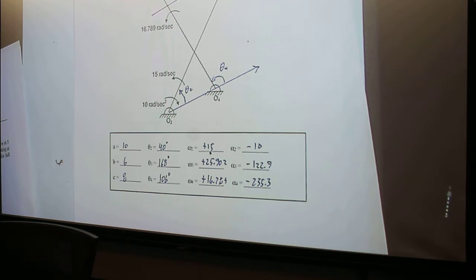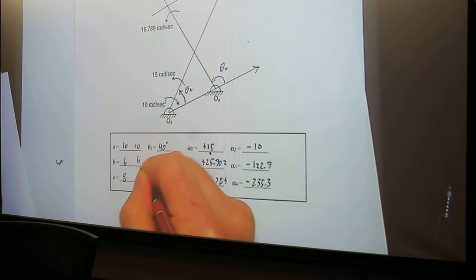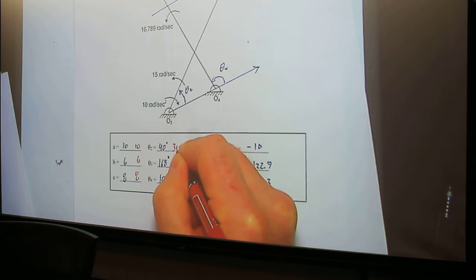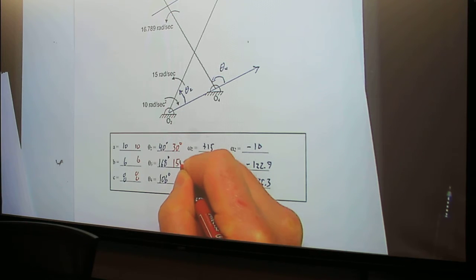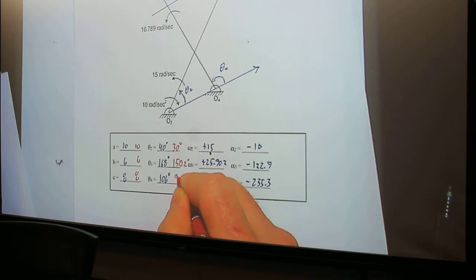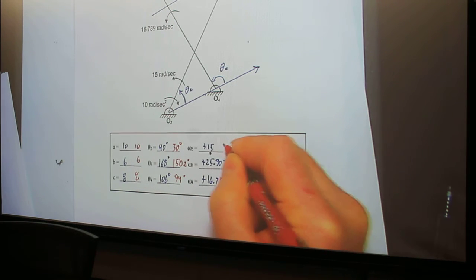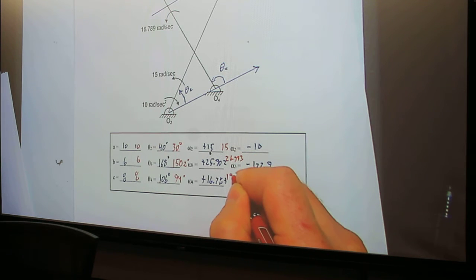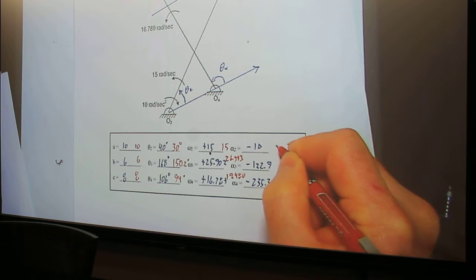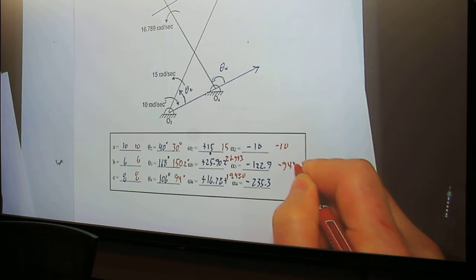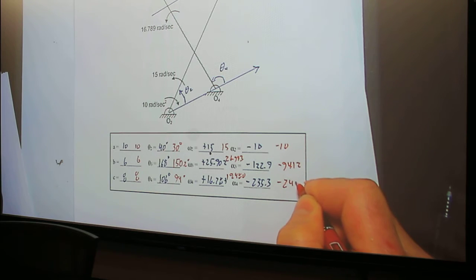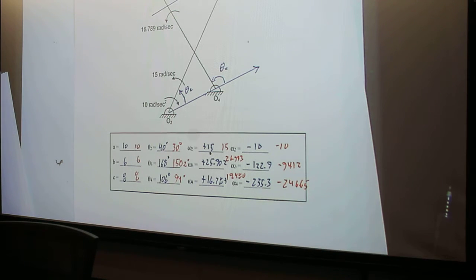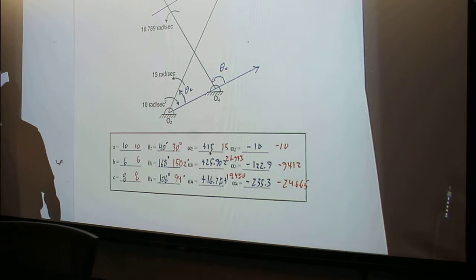So let me give you the other version of the exam. These were all the same. 10, 6, 8. This was 30 degrees. This was 150.2 degrees. This was 94 degrees. This was 15. This was 26.993. 19.480. Minus 10. Minus 94.12. Minus 246.65. That was on the other version of the exam.